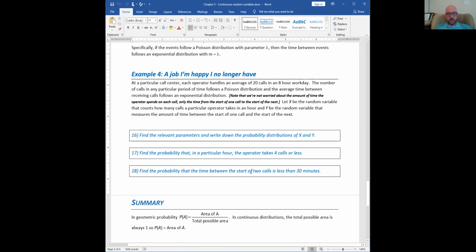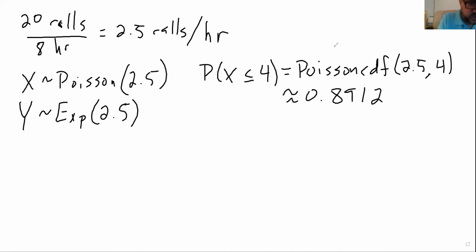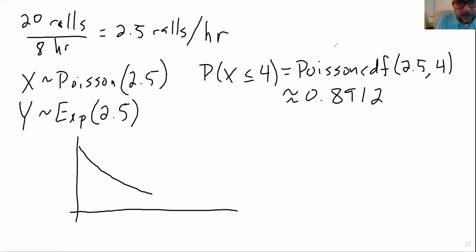I'm going to draw a picture. The time between the start of 2 calls is less than 30 minutes. All right. For this one, we're using the exponential because it's measuring the wait time between the starts. This is y equals 2.5 e to the minus 2.5x, right? M is equal to mu. And the question is, what's the probability that we get less than 30 minutes in here?